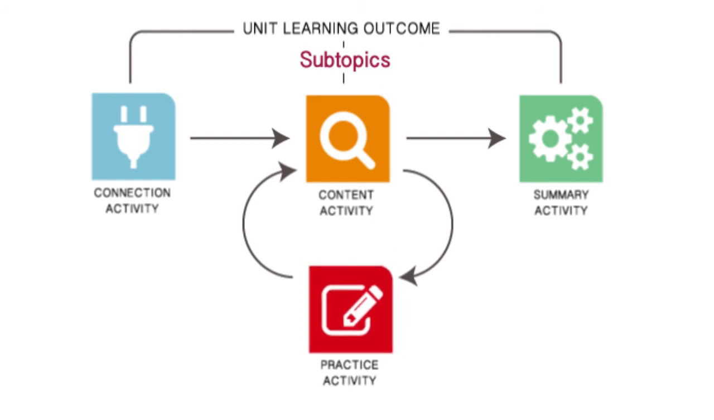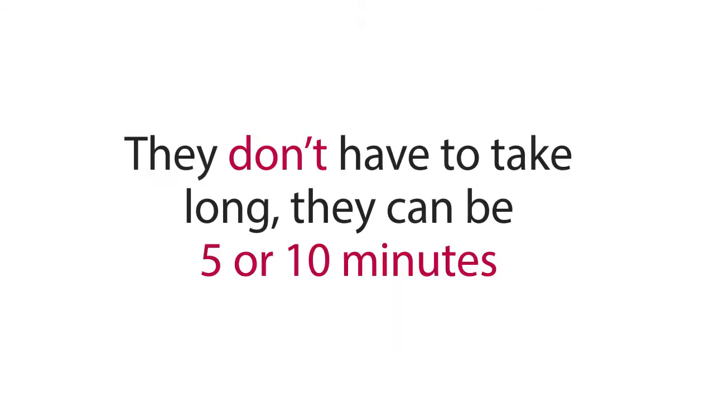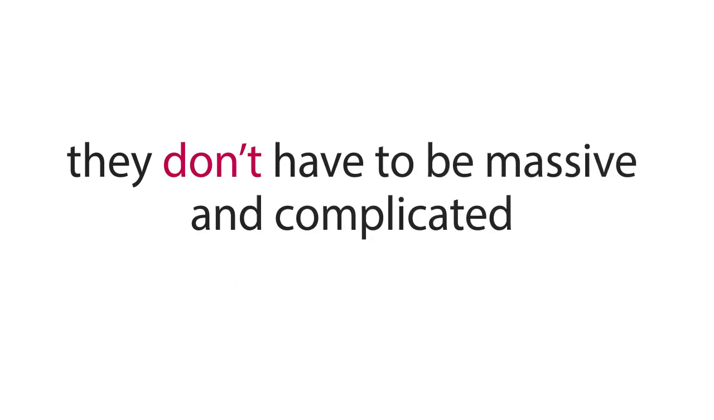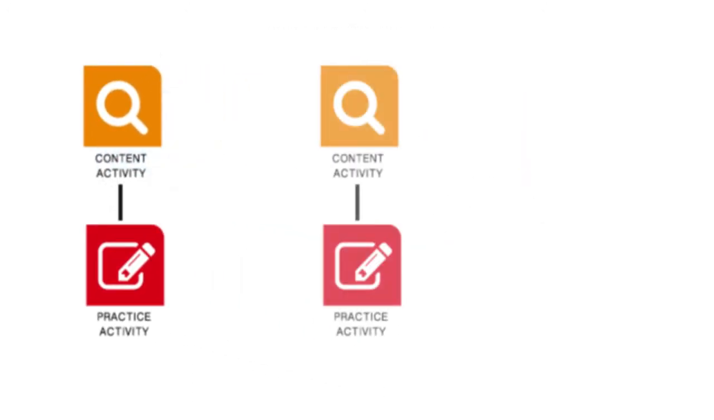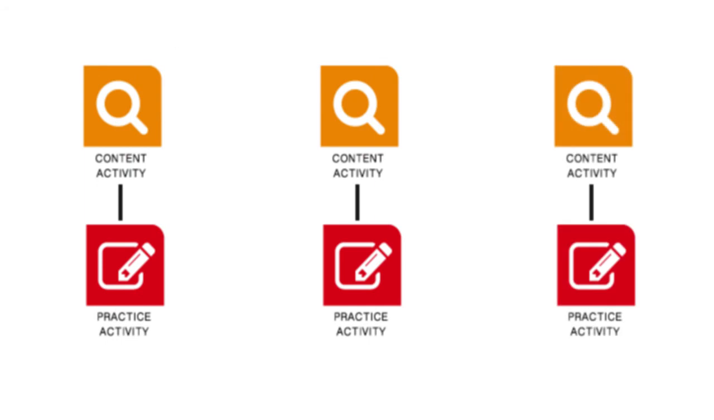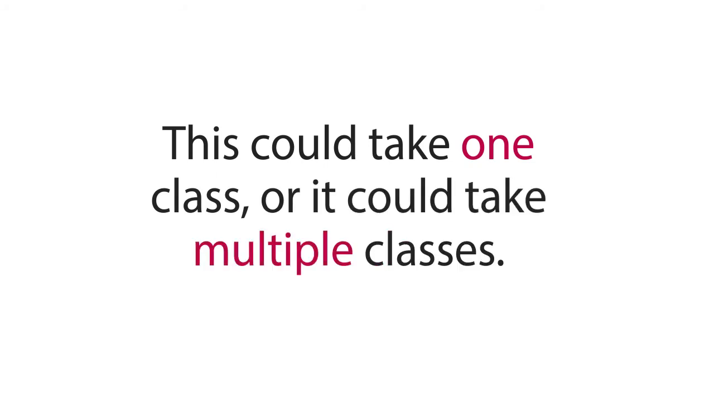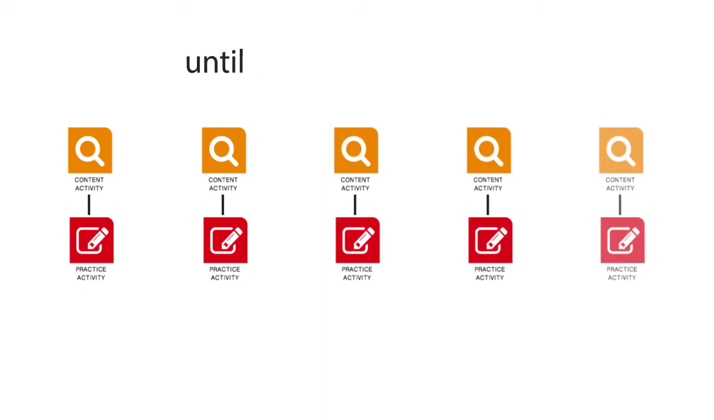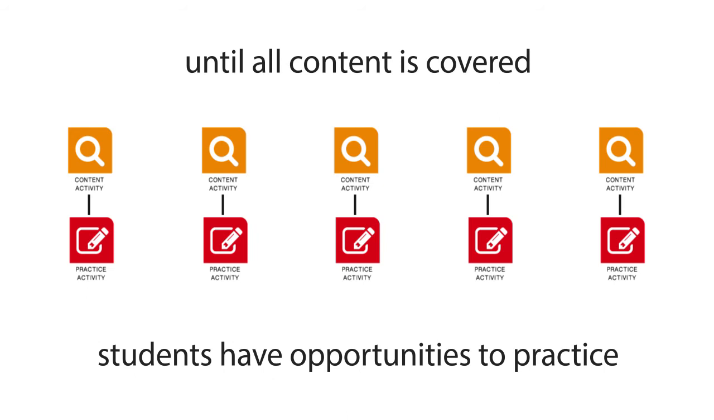So for each of your subtopics, you deliver with a content activity, then you have the students do a practice activity. These don't have to take long. They can be 5 or 10 minutes. They don't have to be massive and complicated. This sequence repeats for every subtopic until you've completed all the material for the entire lesson. Again, this could take one class or it could take multiple classes. The idea is you keep repeating these activities until all the content from the lesson has been covered, and the students have had opportunities to practice all of these subtopics.